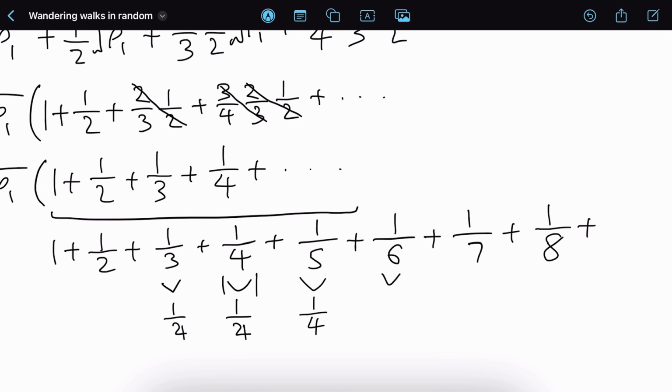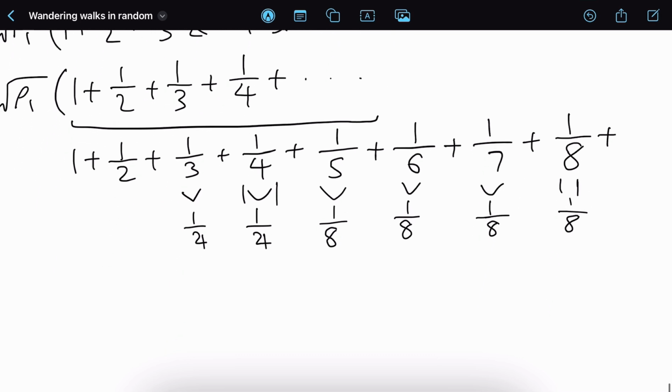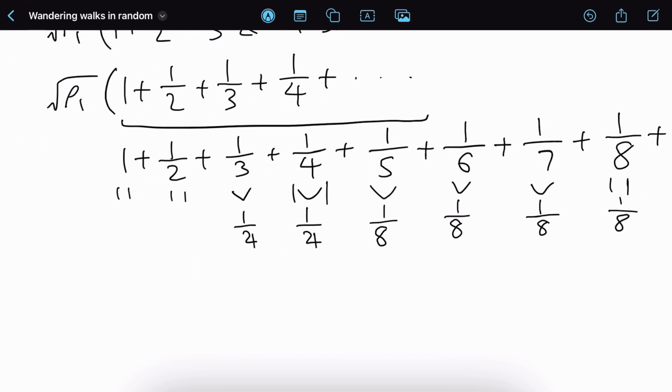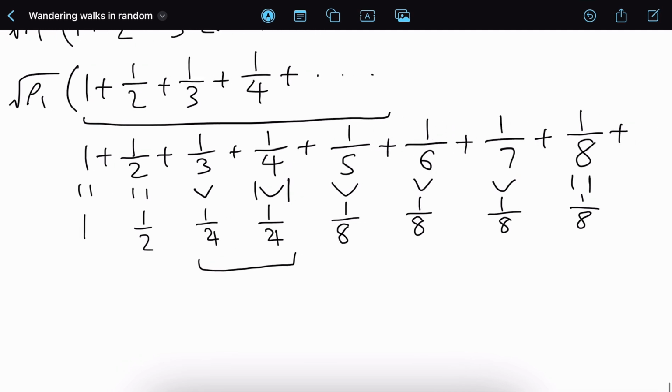Also the 1/6 should be greater than 1/8, and this should be greater than 1/8. This 1/5 should be greater than 1/8, and 1/7 should be greater than 1/8. 1/8 is equal to itself. So if we just write out each term and we just group them together like this with itself, we write the sum of those terms below.